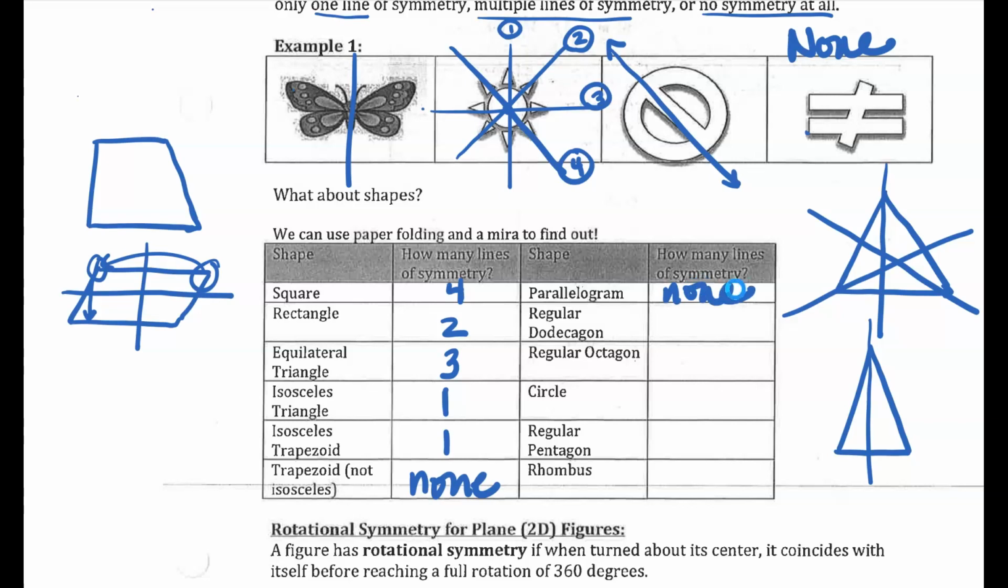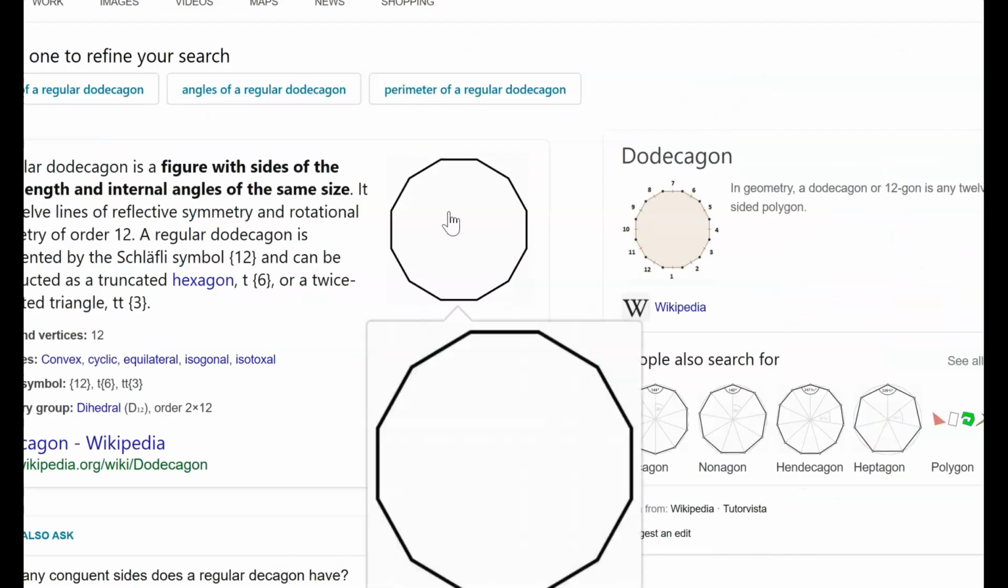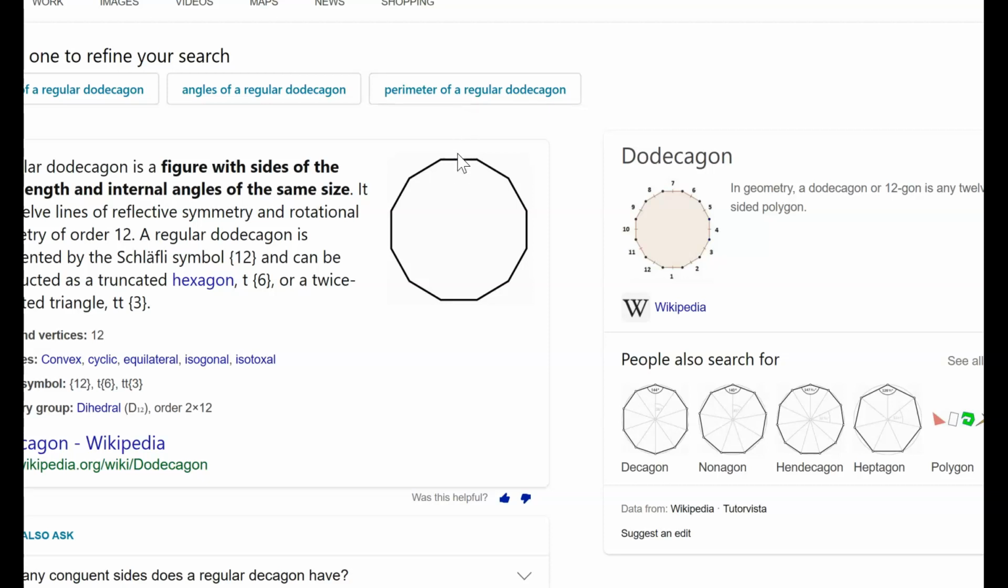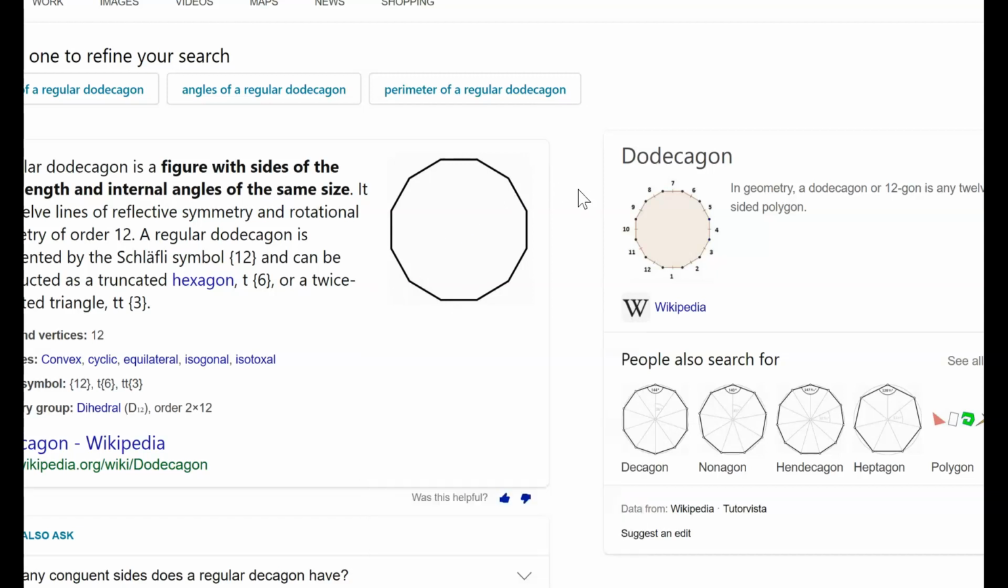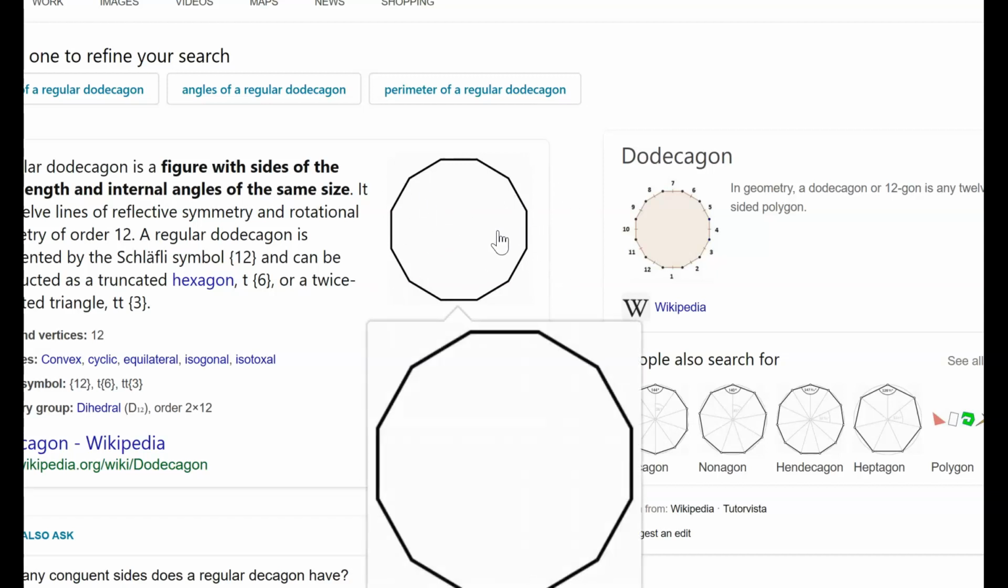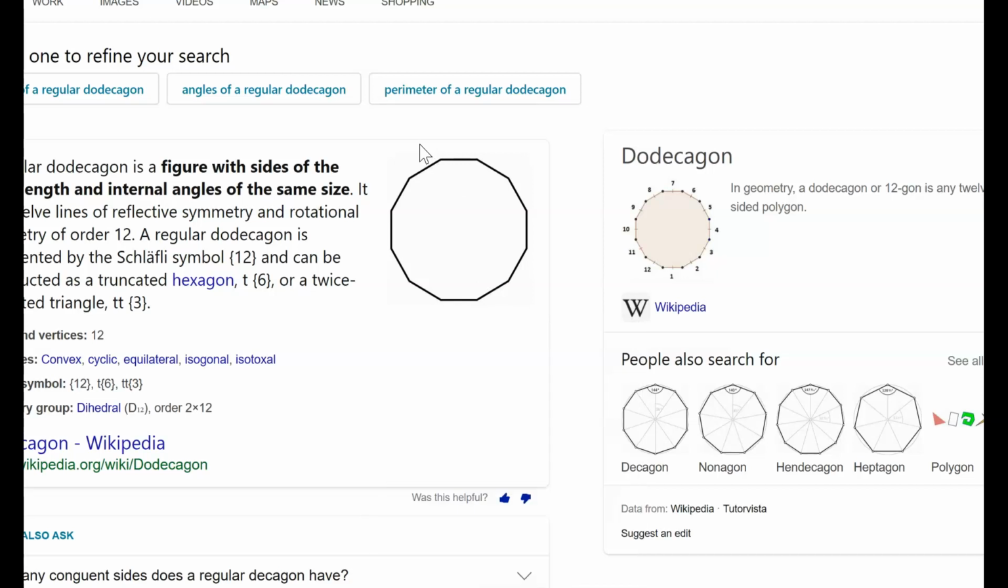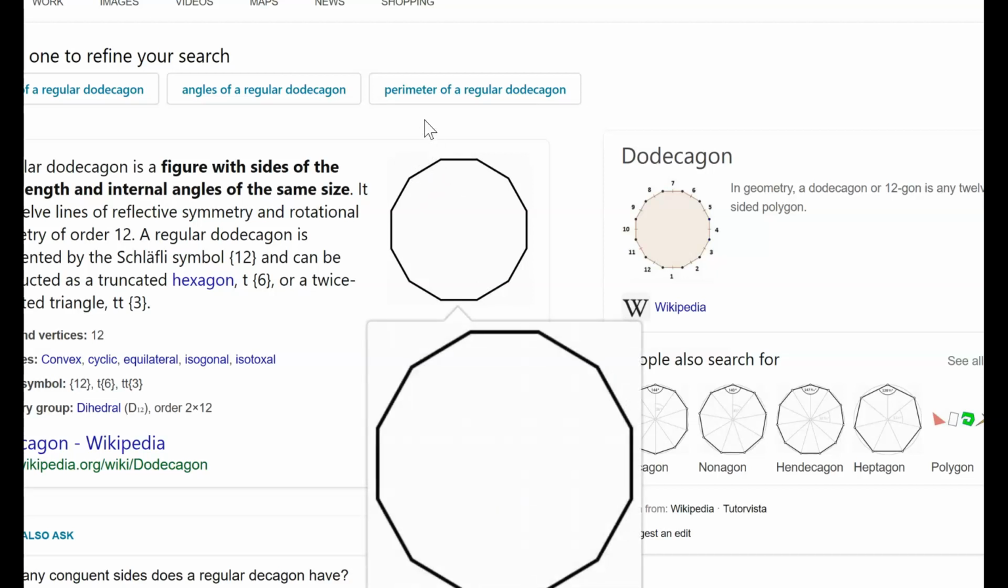So there's none here. And then we've got a regular dodecagon, and I'm going to just use a picture for this one. A regular dodecagon has 12 sides and there are 12 lines of symmetry. The lines of symmetry are going to go, we've got 1 and then 2 and then 3 and then 4 and then 5 and then 6. And then there's a line of symmetry at all of the vertices. So we've got 1, 2, 3, 4, 5, 6.